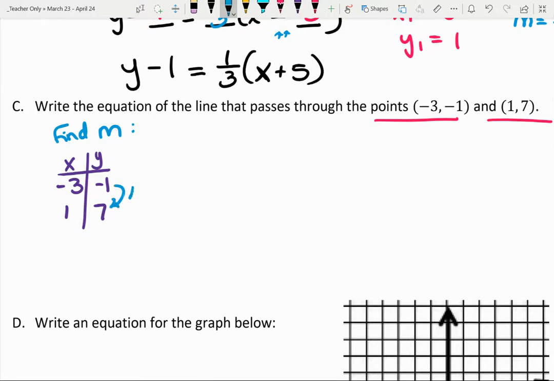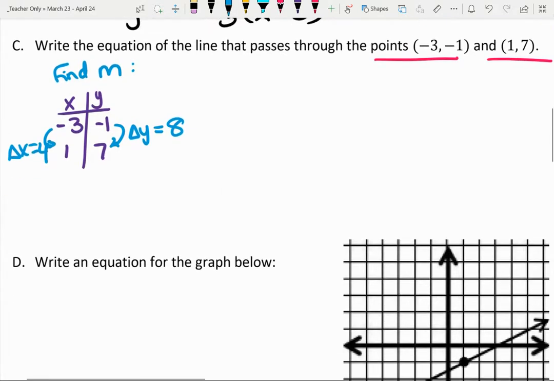So my change in y, my vertical change from -1 to 7, I would be adding 8. And then from -3 to +1, my change in x, I would be adding 4. So when I write that, I'm going to write my vertical change 8 divided by my horizontal change 4, which simplifies to 2. 8 divided by 4 is 2, or 2 over 1, depending on how I want to use it.